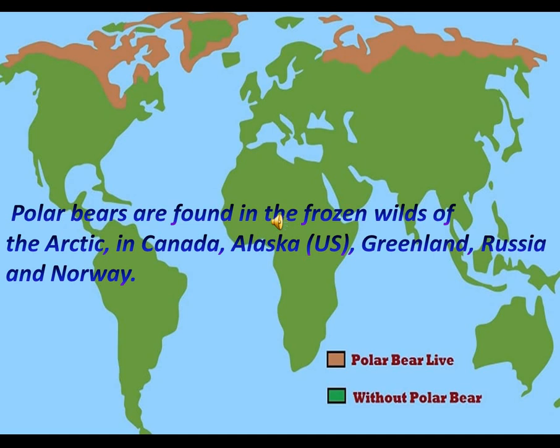Now, beside Alaska, you can see US is written. It's because it is a part of the United States. At the back, you can also see a map. All the green portion, everything that you can see is land. Only the blue portion is water. But you will not find polar bears in the green portion. You will only find the polar bears in the orange portion. That is the North Pole or the Arctic region.